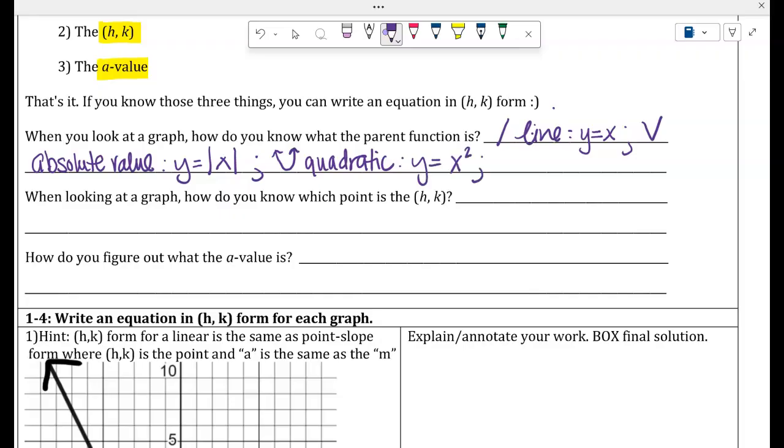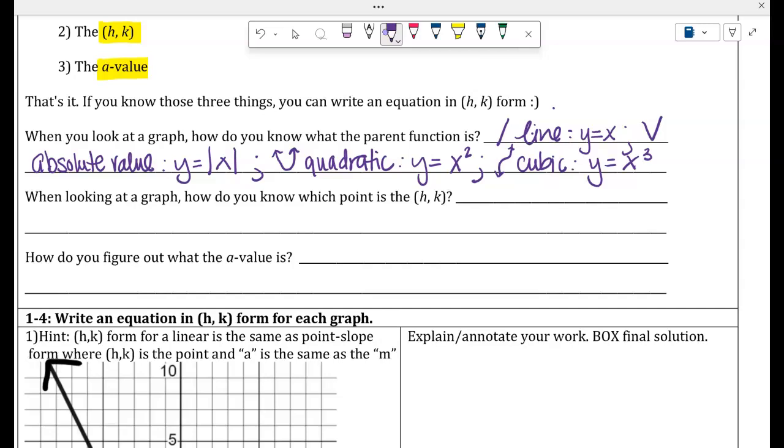And the last one we studied so far is going to be your cubic function, like a snake. This is your cubic function. Then your parent function, y'all, is going to be y equals x to the third. These are all the parent equations.